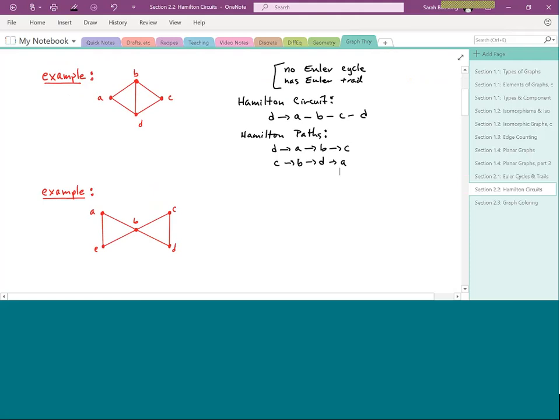Now, suppose you get this graph here, which we've looked at before in the past. It's one that kind of looks like a bow tie. What do you guys think? Can we get an Euler cycle or trail? Could we get a Hamilton circuit or path? And let's start off with the Euler ones. Did we look at this one when we were dealing with Euler cycles? I think we may have. So what do you guys think? Does this graph have an Euler cycle?